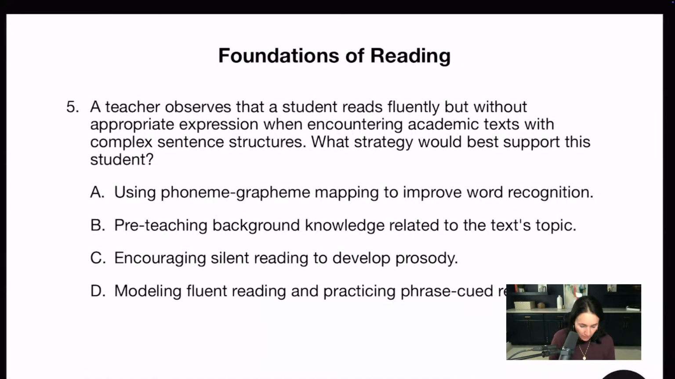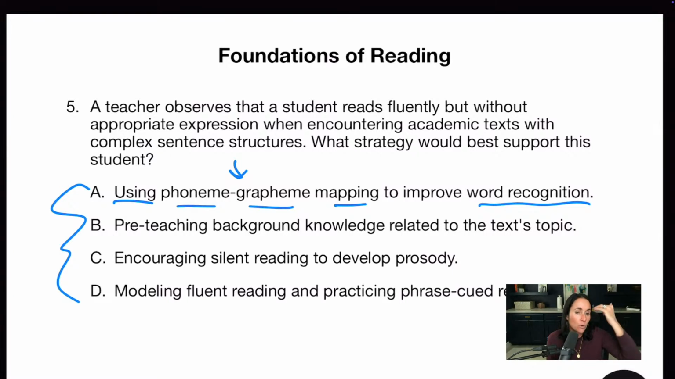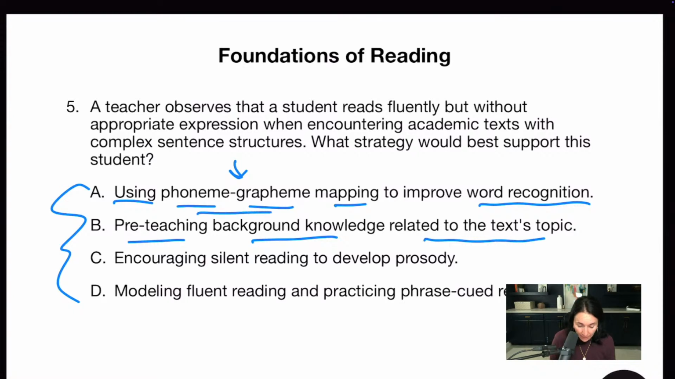Okay. Let's look at the answer choices. A, use phoneme grapheme mapping to improve word recognition. Okay. I like that. That has to do with orthographic sort of understanding. Orthographic memory is storing phoneme grapheme information in your mind so that you can recall words easily. B, pre-teaching background knowledge. Okay, I like that. Pre-teaching background knowledge helps with schema. So it definitely helps with comprehension and vocab. All right, let's keep going.